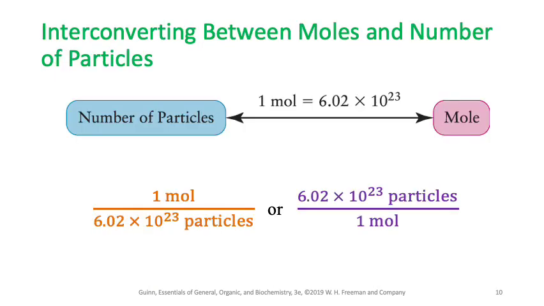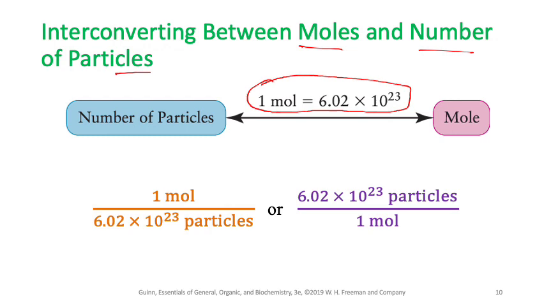Now we're gonna learn about how you interconvert between moles and the number of particles. That means if the moles are given, you can calculate how many particles you have, and if the particles are given, you can calculate how many moles you have in there. So you have to know the interconversion between moles and number of particles. By definition, we already know this is the relation between moles and the number of any particle.